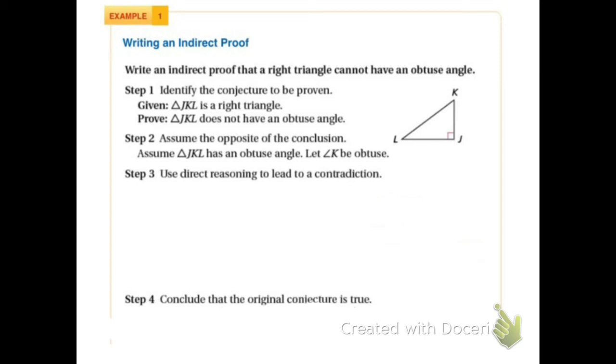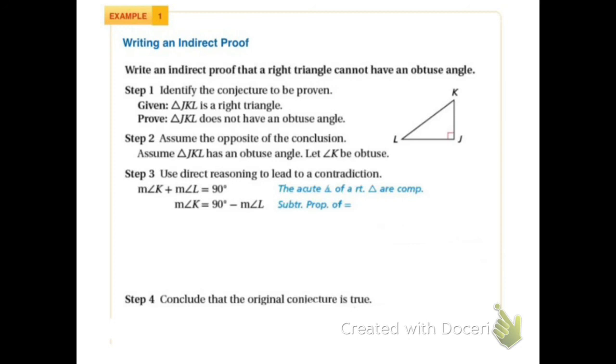So the opposite is I'm going to assume that triangle JKL does have an obtuse angle, and we're going to pick an angle. I'm going to say angle K is an obtuse angle. Clearly it's not, we can see it, but we're going to assume it. This is part of the indirect proof method. So I assume that angle K is obtuse, and now it's just a normal two-column proof. I'm just going to use direct reasoning. We're going to say that the measure of angle K plus the measure of angle L equals 90 degrees. And this is because the acute angles of a right triangle are complementary.